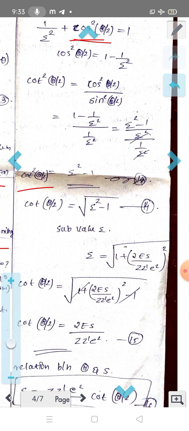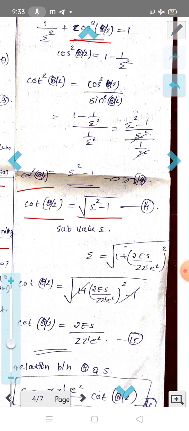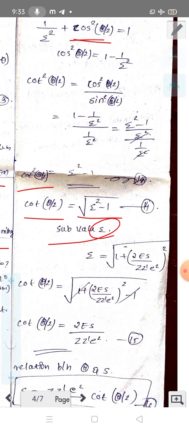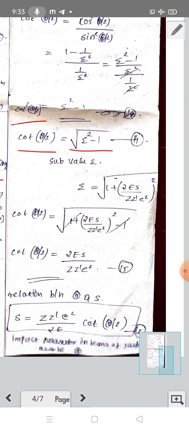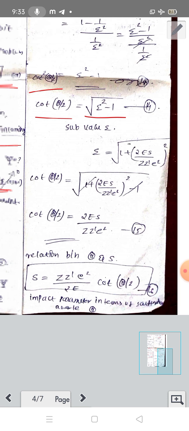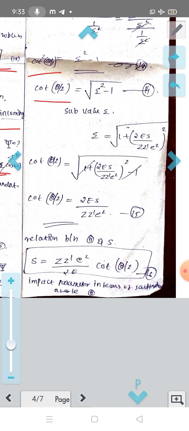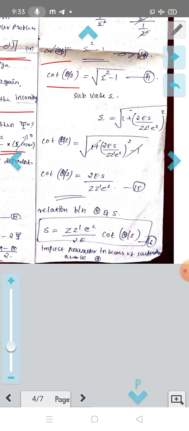Okay, so from that we can write cot theta by 2 is equal to square root of epsilon square minus 1, put it as equation number 40. Now substitute the value of epsilon. Epsilon is equal to root of 1 plus (2Es by Z prime e square) the whole square, that we derived in the last class. So substitute that value here. You will get the plus and minus ones cancelled. So we will get cot theta by 2 is equal to 2Es by Z prime e square. Put it as equation number 15.